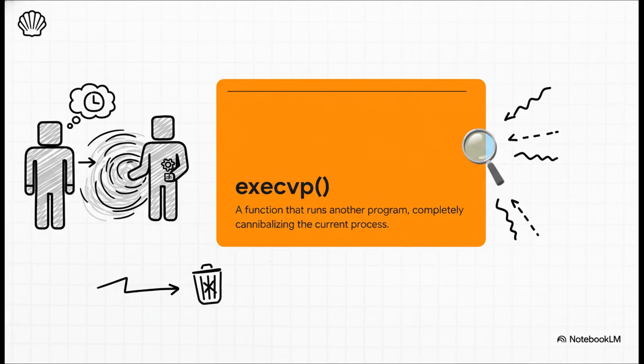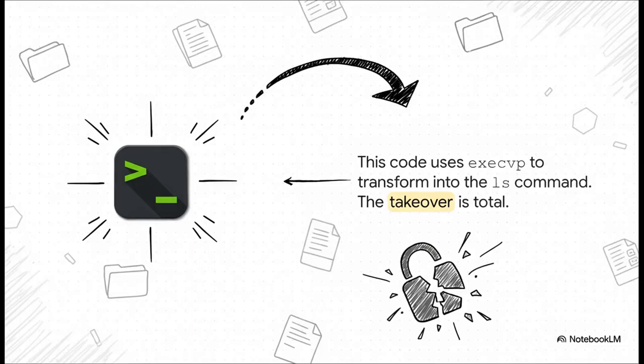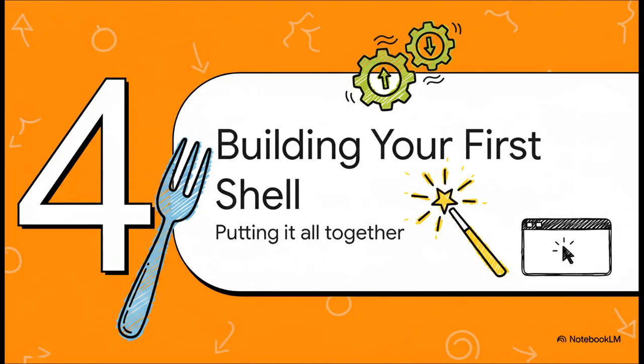Execvp never, ever returns. Check out this code. The program sets up the arguments for ls -l, and then it calls execvp. Now look closely. The very next line is supposed to print an error message. But if you look at the output, there's no error message. That line of code was never even reached. The second execvp was called, the original program just vanished, totally replaced by ls. The takeover is complete.